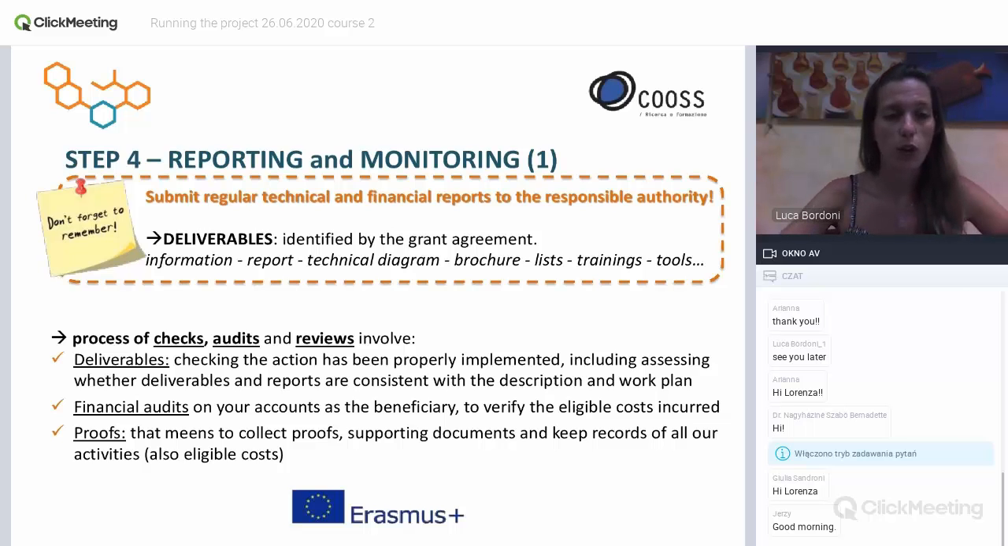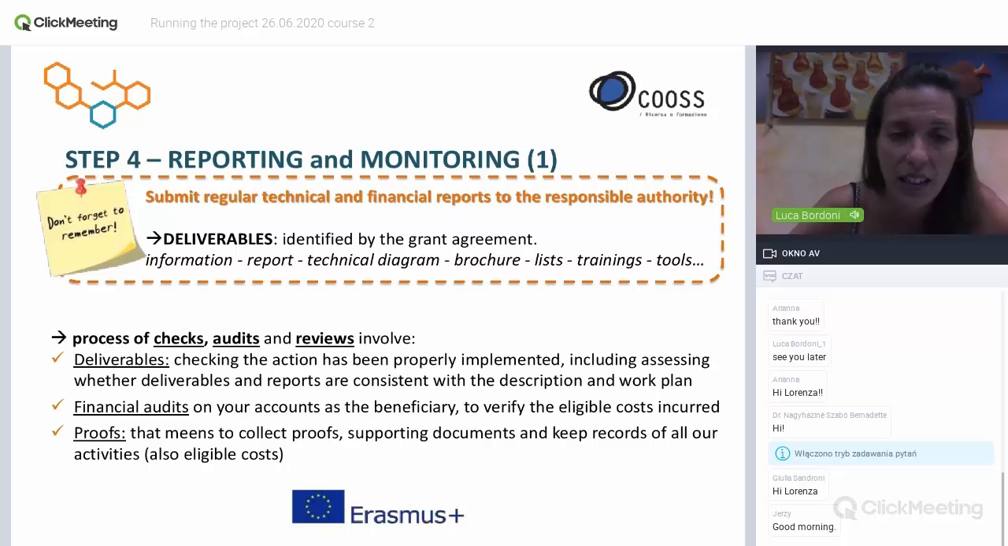This is because the deliverables that we have to regularly submit to the funding authority are the tools for the funding authority to monitor the realization of our project, to check the compliance of our realization with what we have declared in the grant agreement. And so we have to submit these technical deliverables to the responsible authority in order to have this evaluation and in order to be sure everything is fine.